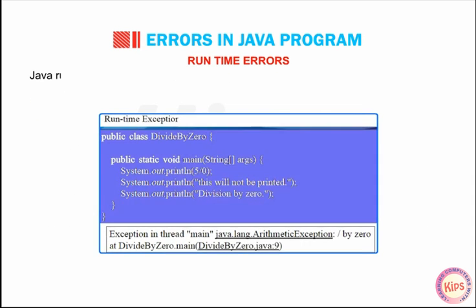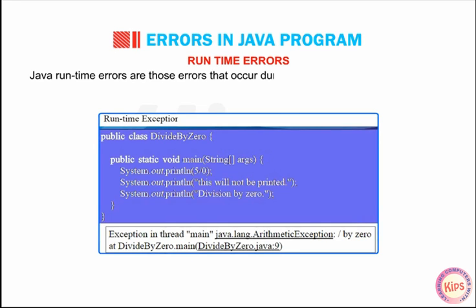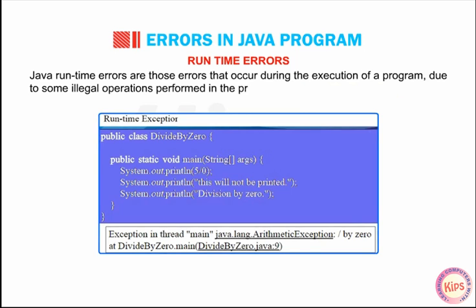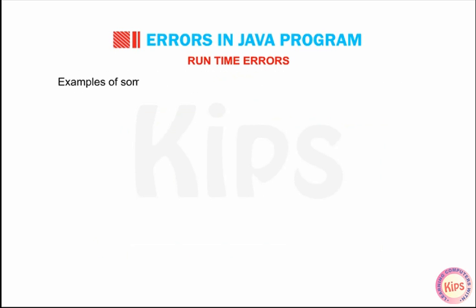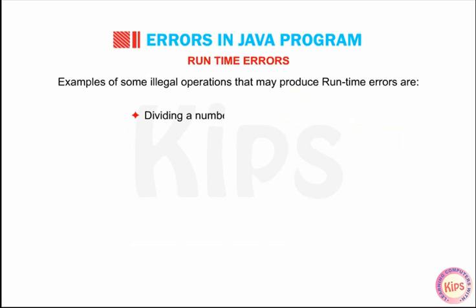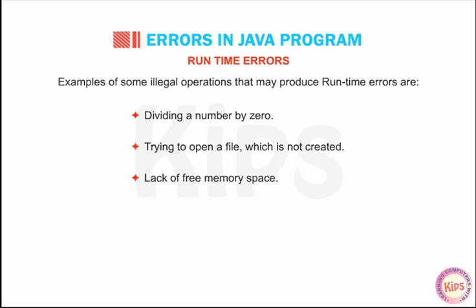Runtime errors. Java runtime errors are those errors that occur during the execution of a program due to some illegal operations performed in the program. Examples of some illegal operations that may produce runtime errors are dividing a number by 0, trying to open a file which is not created, and lack of free memory space.